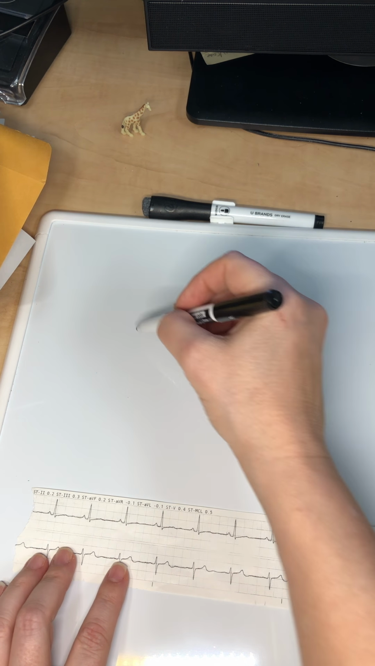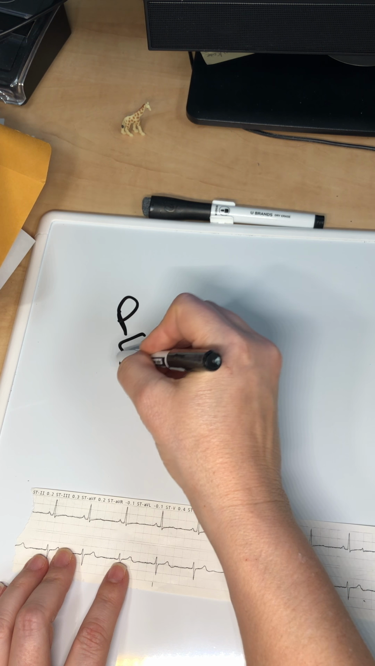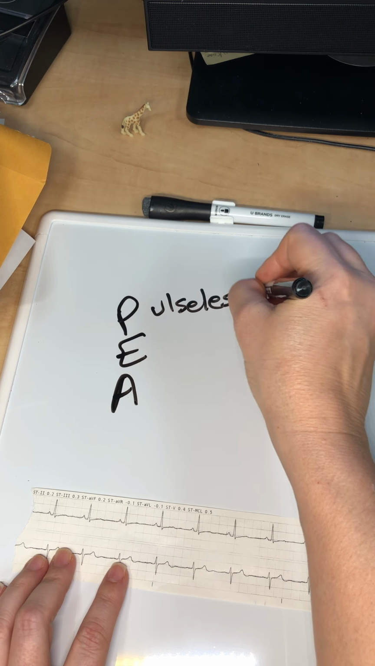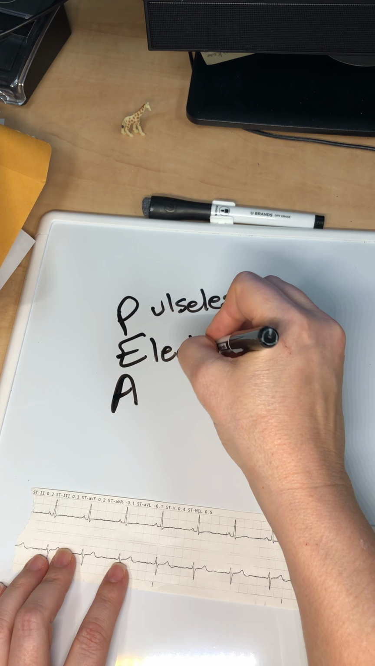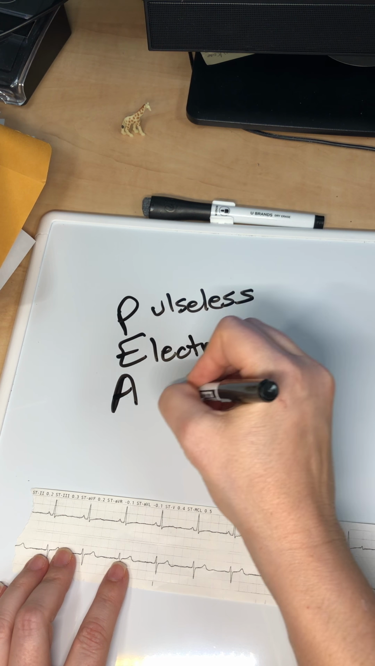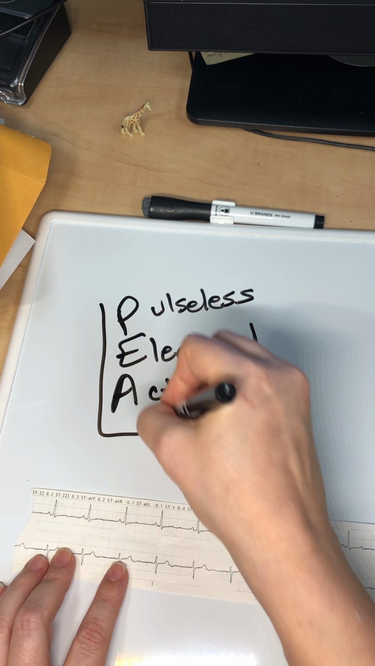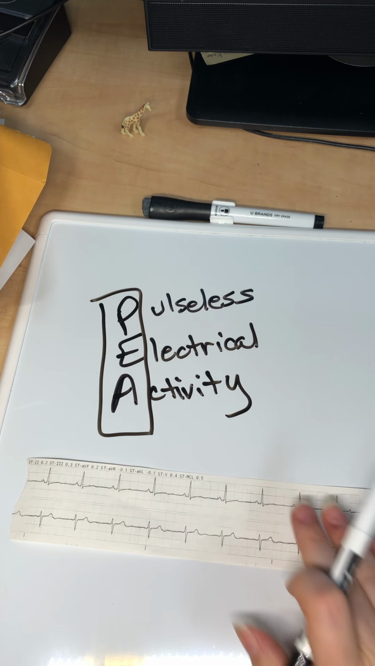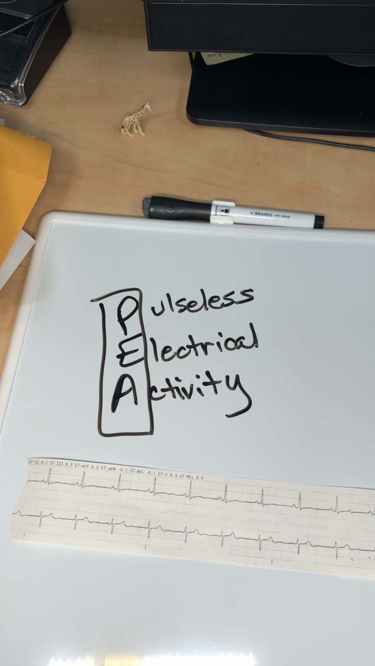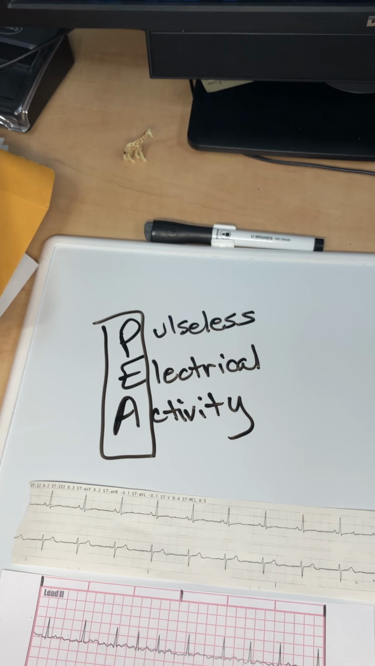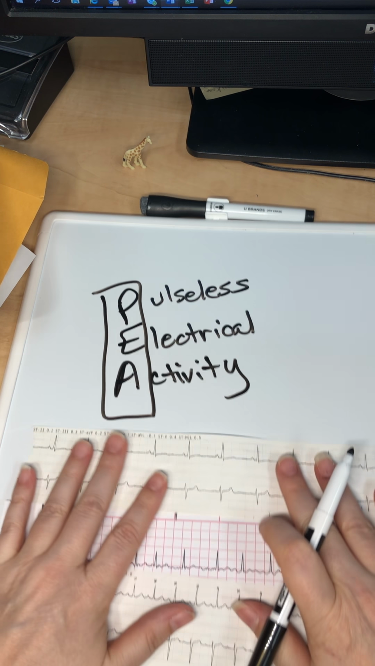Sometimes a patient is in what you call PEA, pulseless electrical activity. PEA can look like anything. It might look like this. It might look like this. It might look like this, right? It could look like any of these things, right?